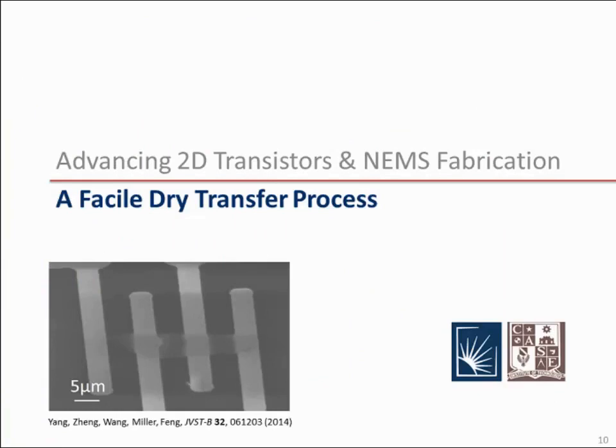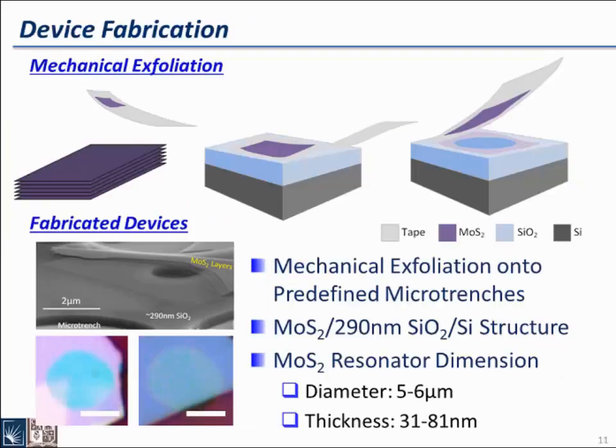So how do we make this type of structures? So quickly go through the device fabrication processes. So early days, like everybody else, we were using mechanical exfoliation. So this was developed by Professor Novoselov when he was discovering graphene, which led to his Nobel Prize. And so we use a similar process.